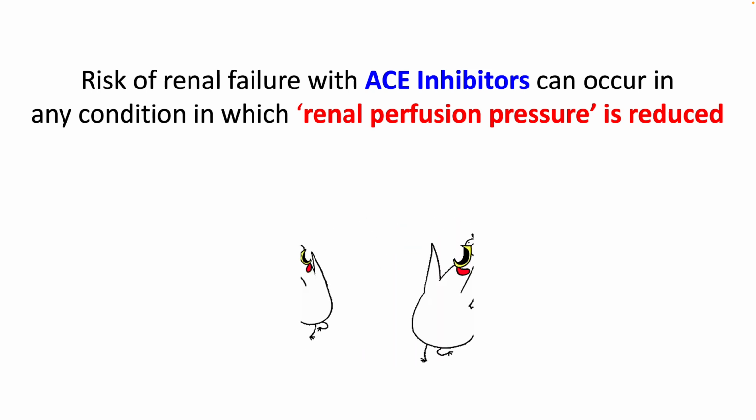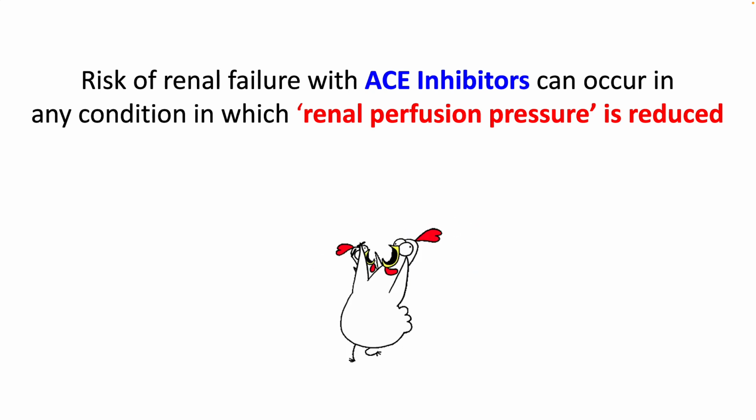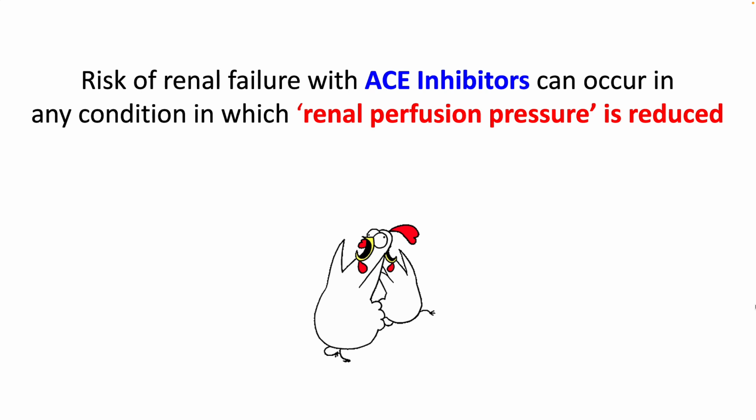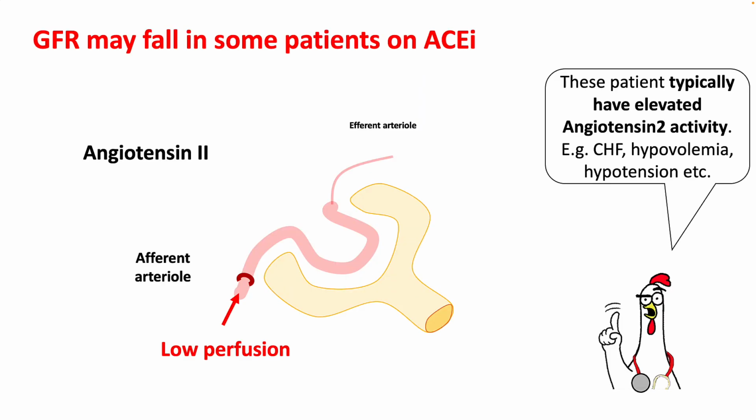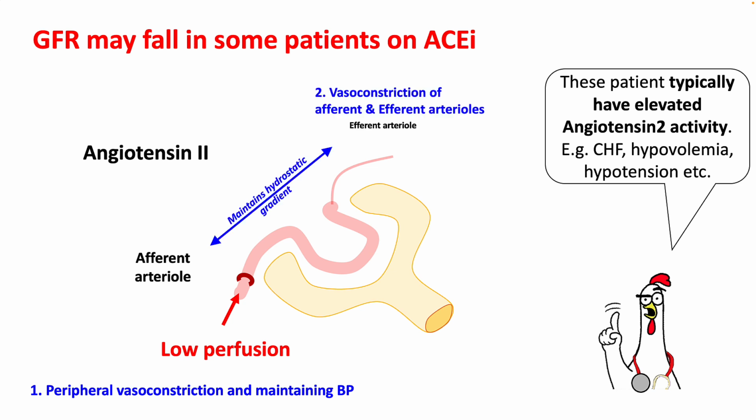So risk of renal failure with ACE inhibitors can occur in any condition in which renal perfusion pressure is reduced. GFR may fall in some patients on ACE inhibitor, and these are the patients with elevated angiotensin 2 activity, which is seen in heart failure, hypovolemia, hypertension, or any other reason that would stimulate your angiotensin 2. Angiotensin 2 causes peripheral vasoconstriction and maintains the blood pressure.